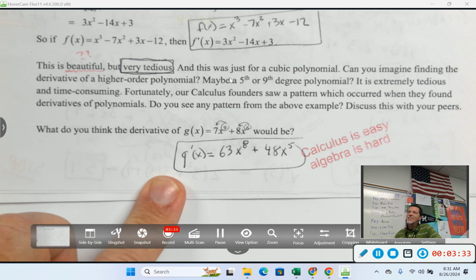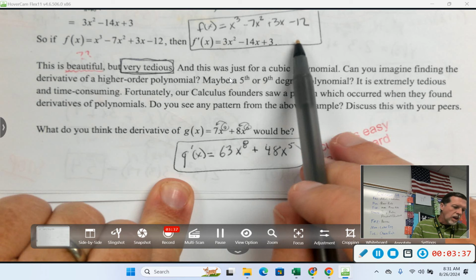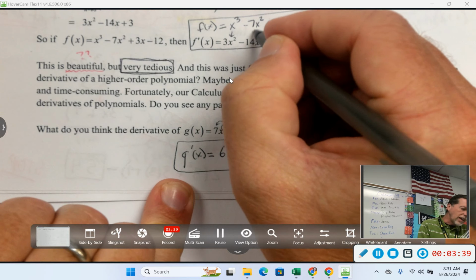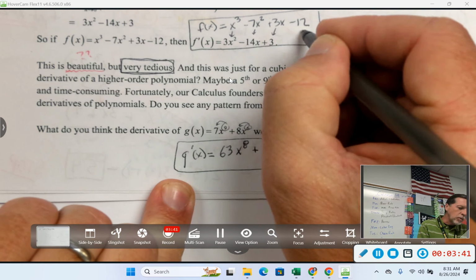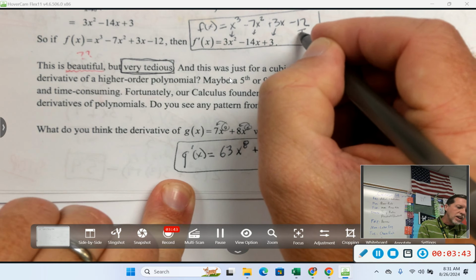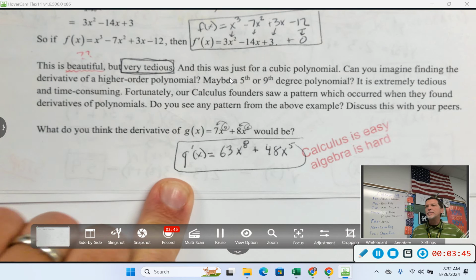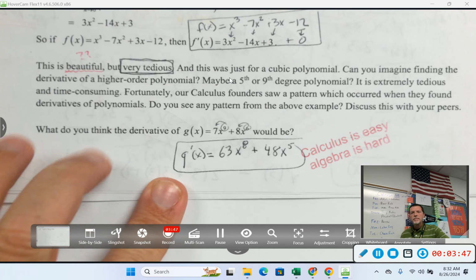Yes, sir. How did negative 12 go to 3? Someone want to answer that? The question is, what happened to the negative 12? It didn't go to 3. Yeah, that's right. It's okay. It went to 0.